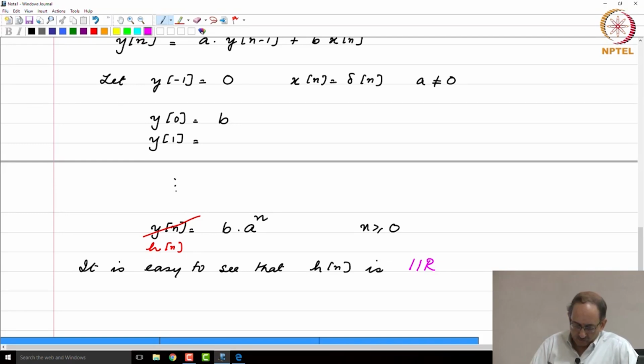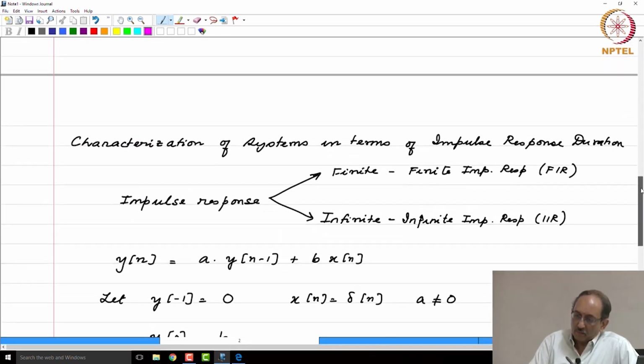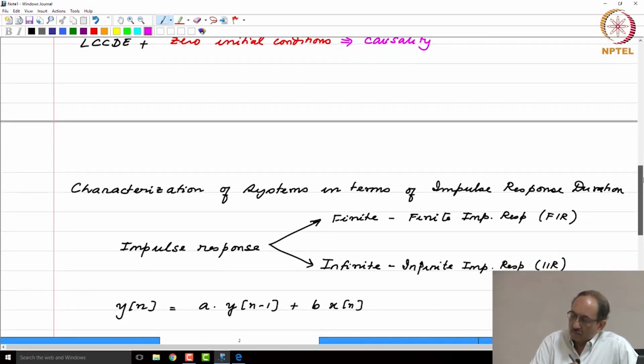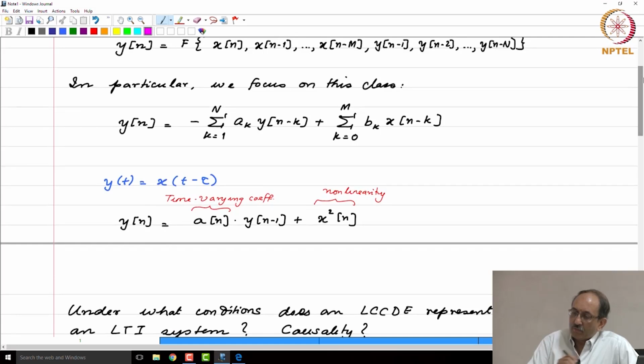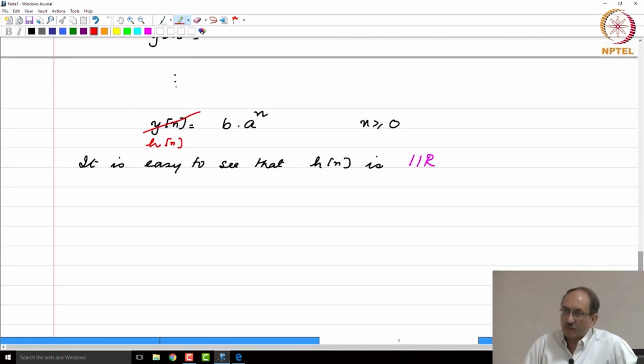Now, the question to ask is, by looking at the difference equation, can we make some general statements regarding the system being IIR or FIR? So, clearly the system is IIR in this particular case.